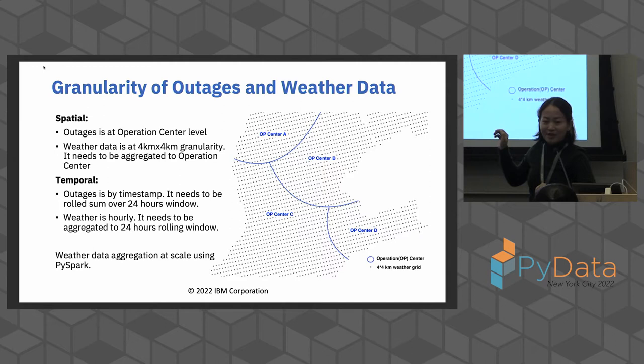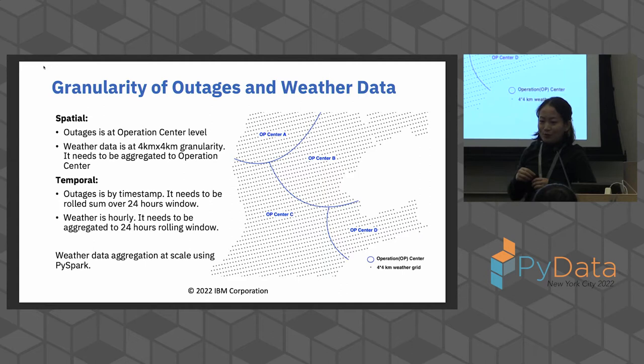So the first challenge is we have a lot of weather data that we need to handle, this big volume. So we use PySpark to handle the data volume. And the second aspect of the weather data aggregation is the order of aggregation, because weather data is available at a small granular level, and also available at hourly level. So in order to aggregate to a 24 hours rolling window plus operation center level.